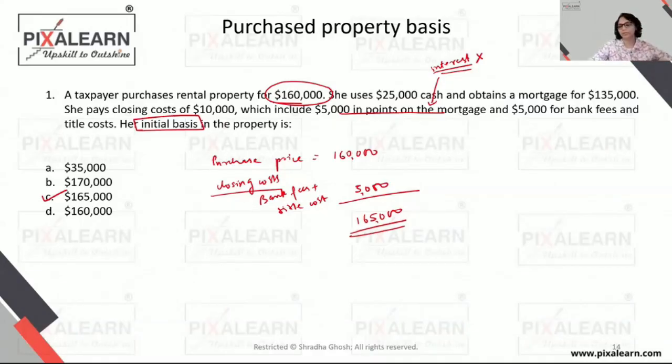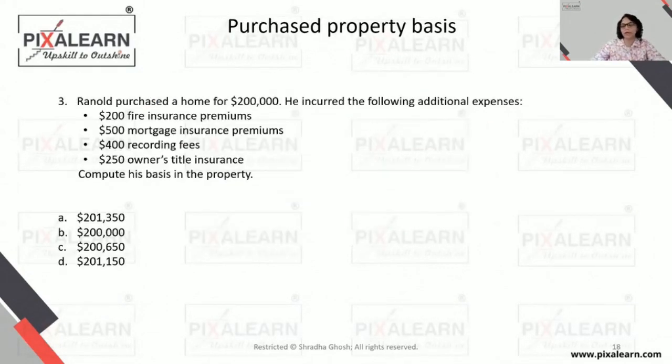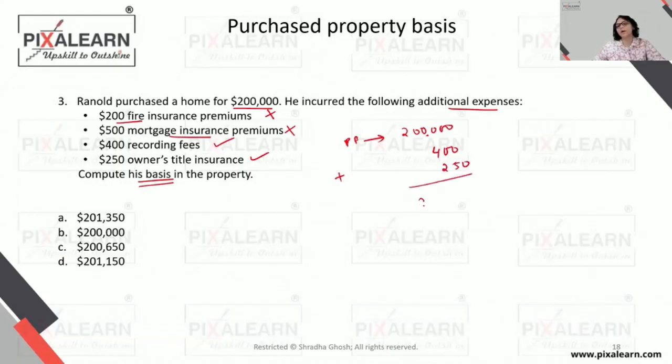Is this clear? Can we move ahead? Now, this is the next thing that I was talking about. Let's take one or two more questions on this, then we will go to that exception criteria. You're supposed to compute the basis in the property of a taxpayer who purchased a home for $200,000 and incurred the following additional expenses. I know that $200,000 is the purchase price. I would add certain direct related costs to bring the property to its present location and condition and fit for its intended use. Fire insurance premium, no. Mortgage insurance premium, no. Recording fees, yes. Ownership title, yes. So the total amount becomes 2.